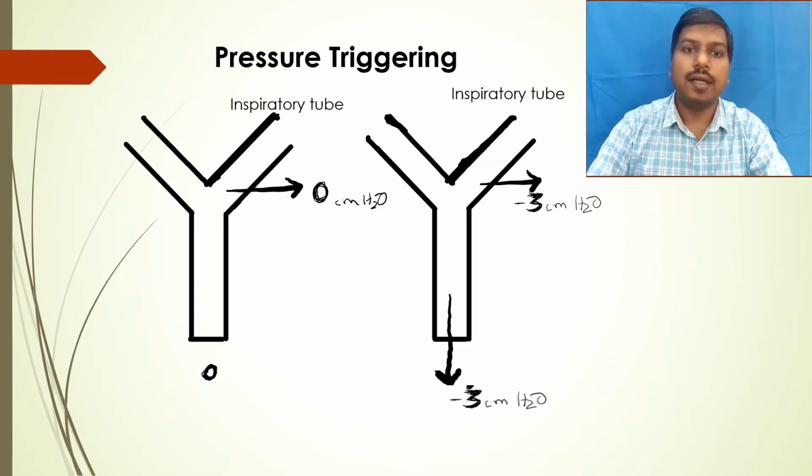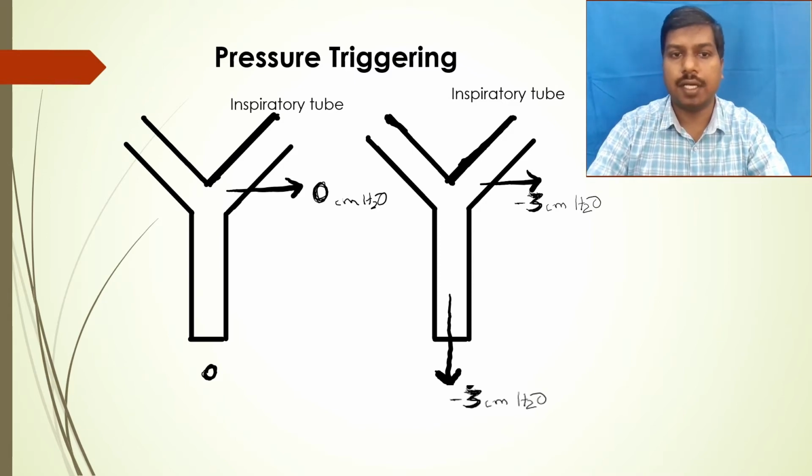The triggering can be either by the machine or by the patient. Patient triggering is again divided into pressure triggering and flow triggering. In pressure triggering, the machine continuously monitors the pressure inside the inspiratory limb. When the patient takes a breath, there will be a fall in the pressure inside the inspiratory limb. That will be sensed by the machine, which will recognize that the patient is taking a breath.